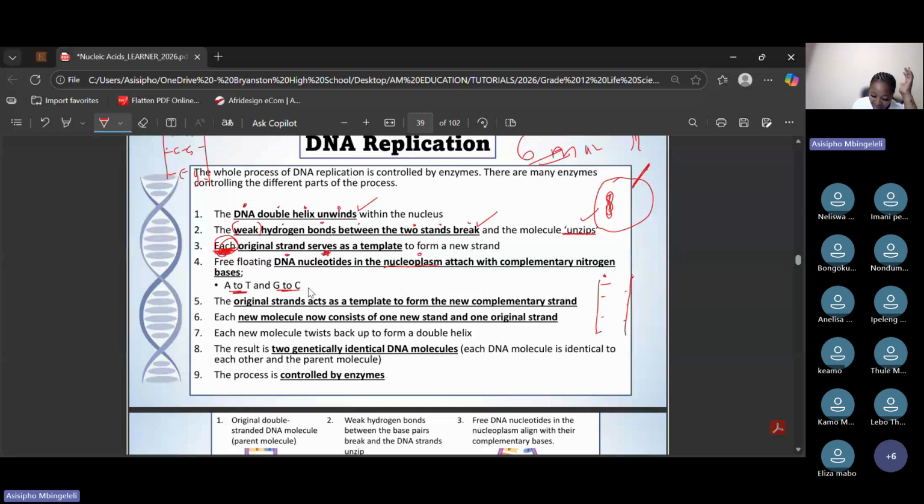The original strand will be the one that acts as a template to form a complementary strand. Each new molecule will consist of 1 new strand and 1 original strand. At the end, we will have 2 genetically identical DNA molecules.